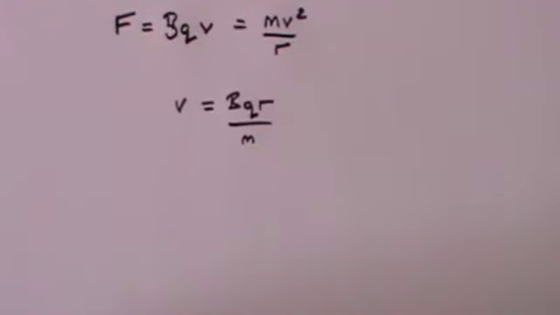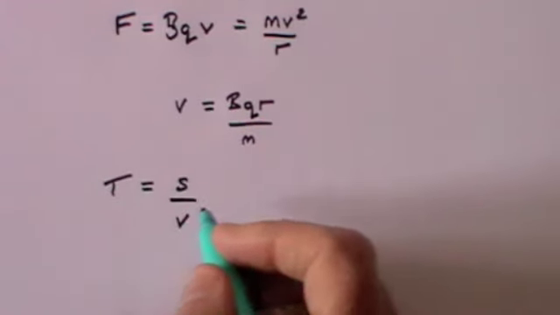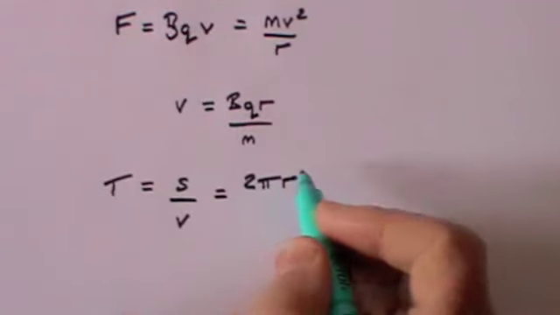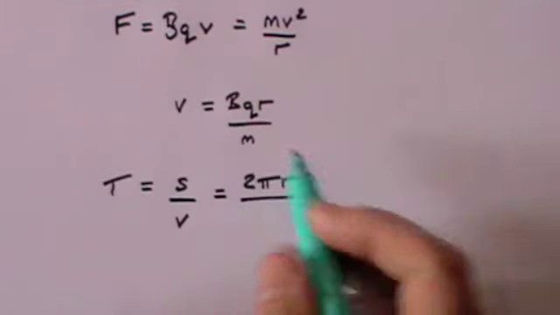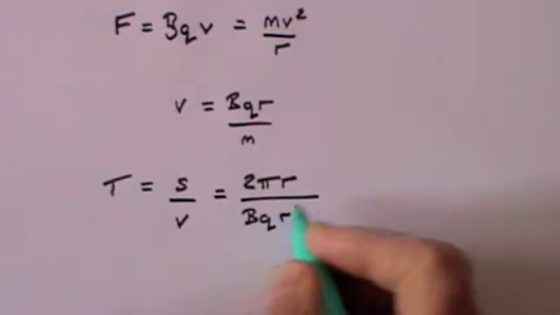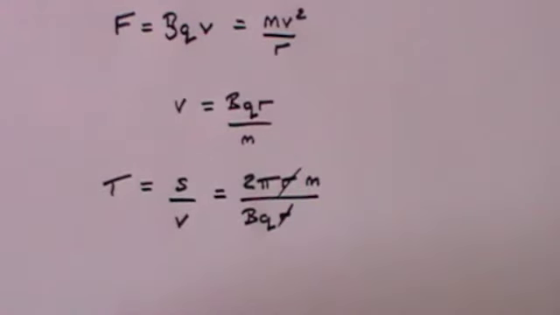And now we can say that the period, the time it takes for one complete cycle, is going to be the distance travelled divided by the velocity. The distance travelled is simply going to be 2 pi r, where r is the radius of the circle, and the velocity we've just calculated is bqr over m. The r's cancel, and now you get that the period is 2 pi m over bq.